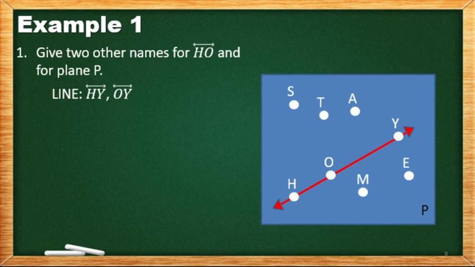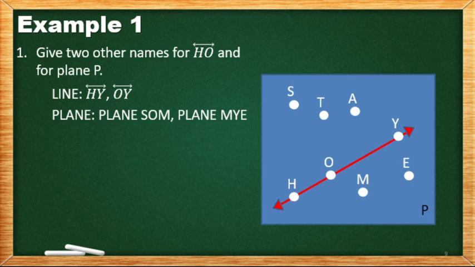Sa plane naman, since plane we can name it as one or single capital letter or 3 non-collinear points. Since nabigyan na natin yung pangalan na plane P, pwede tayong kumuha ng 3 non-collinear points. So these are the plane SOM, plane MYE. Take note, hindi pwede maging pangalan ng plane ang plane HOY. Why? Because those points are collinear or lie on the same line.